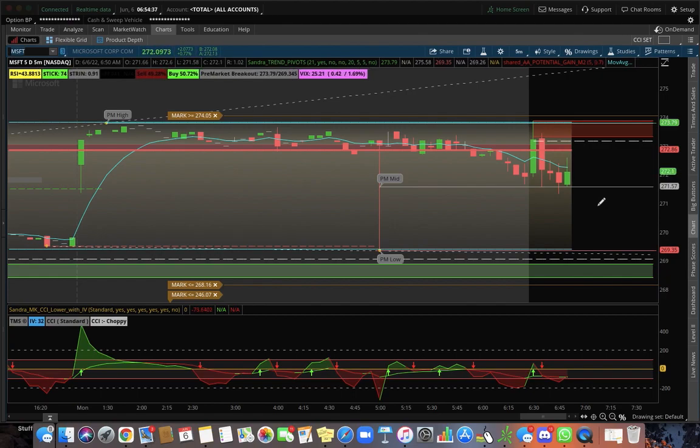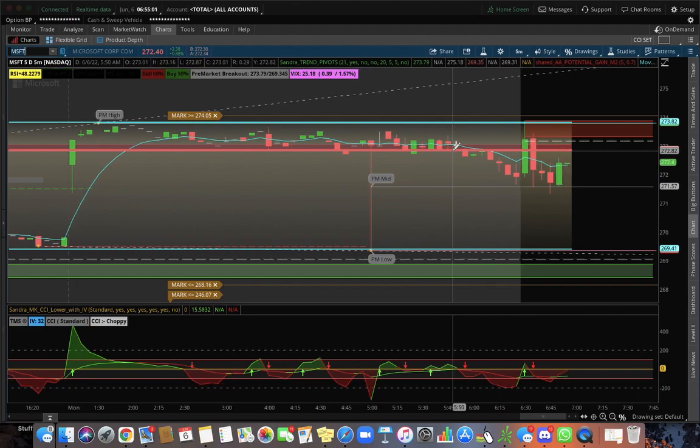It's getting so close to breaking through to the power lines again. So we'll see if it hits those and bounces off or not. Yeah, this little red zone right here is point of control. So anything below point of control is not bullish.